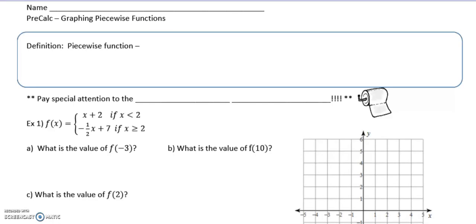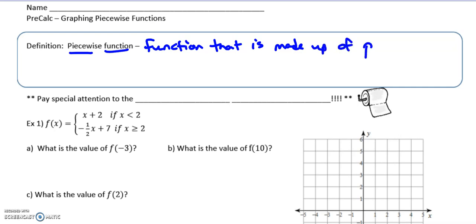Begin our study of piecewise functions. It's first important to go through and actually give a definition. It's an informal definition, but I'm going to say that a piecewise function is a function that is made up of pieces from other functions. Sometimes people refer to it as a Frankenstein function. Really, it's just lots of little pieces put together into a larger function.